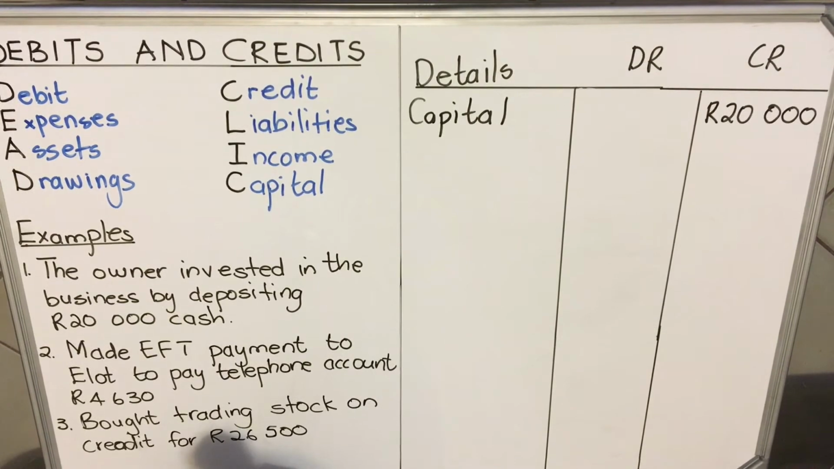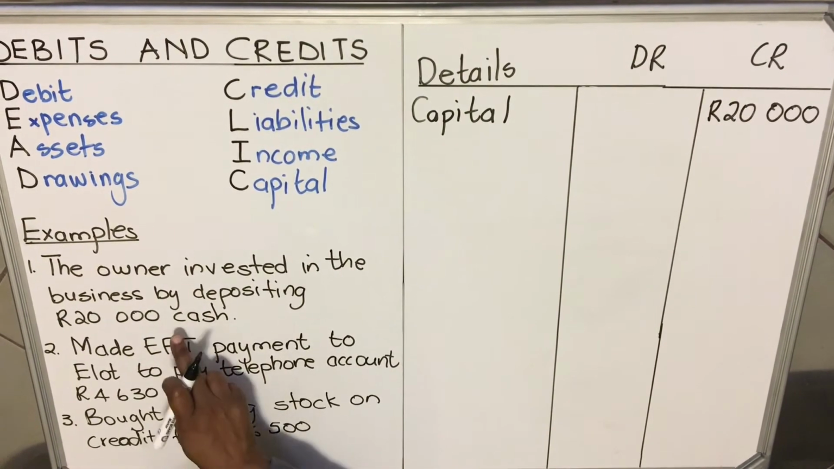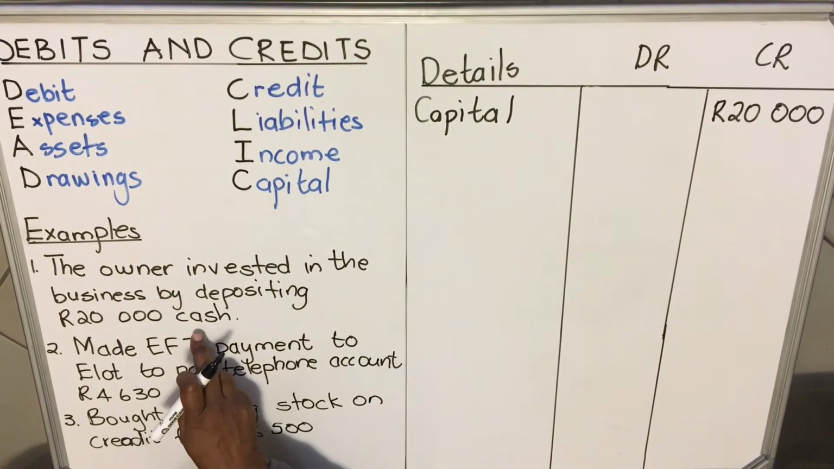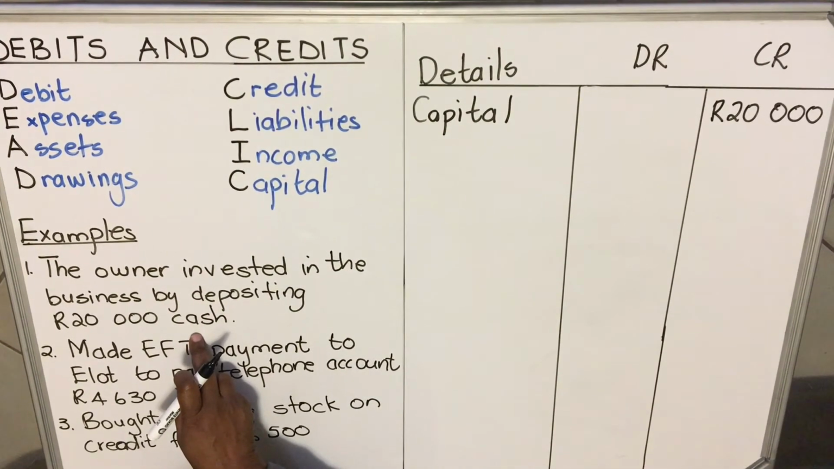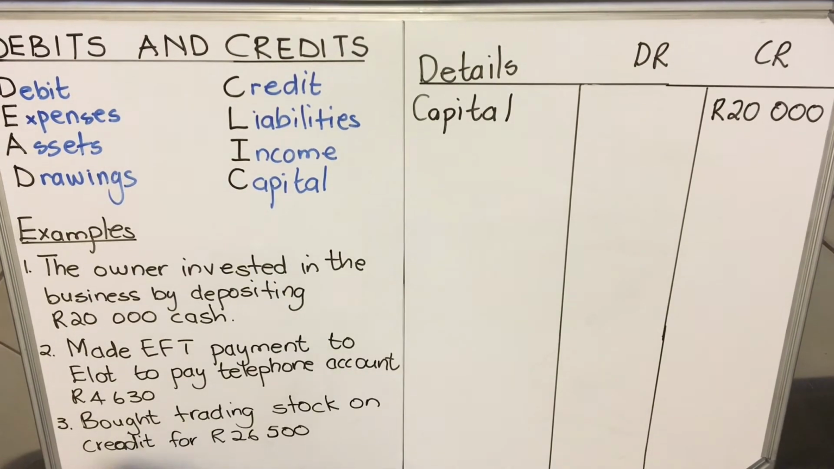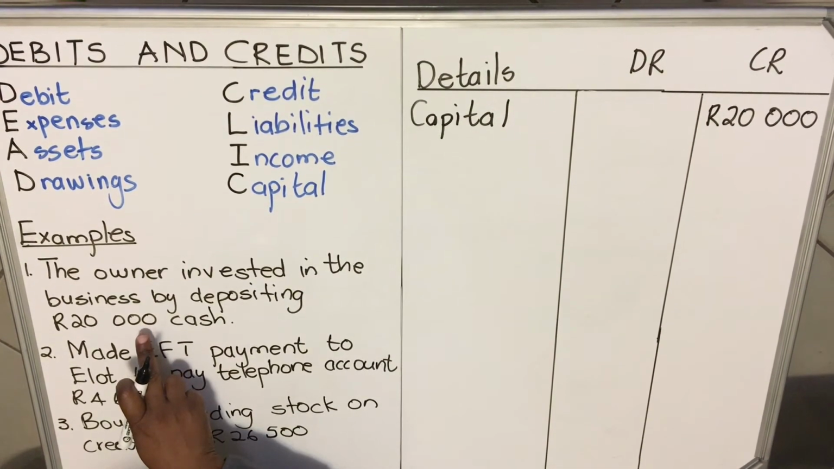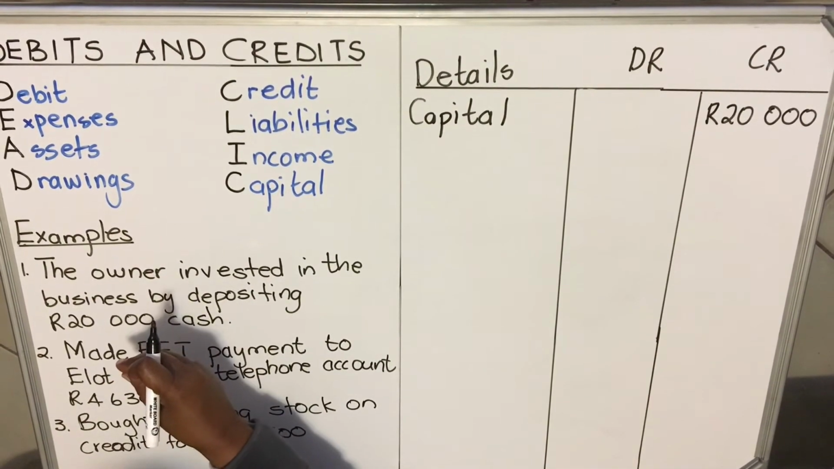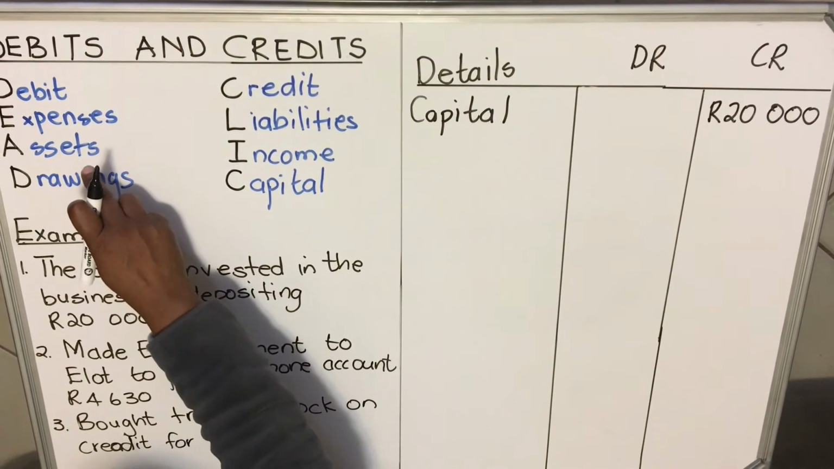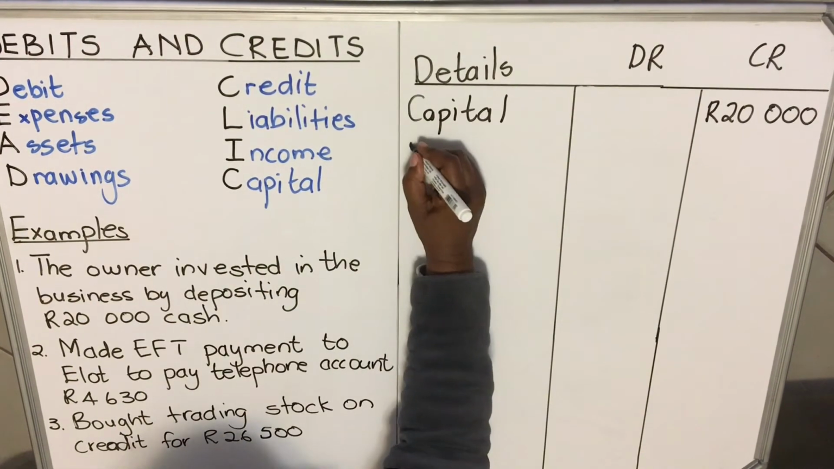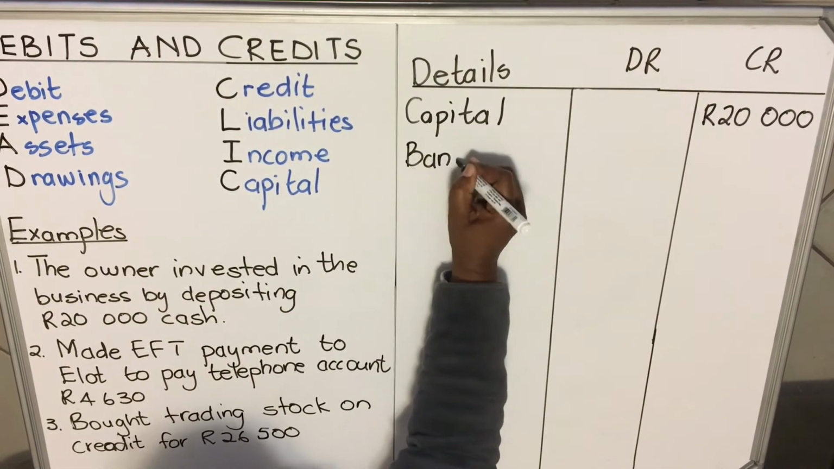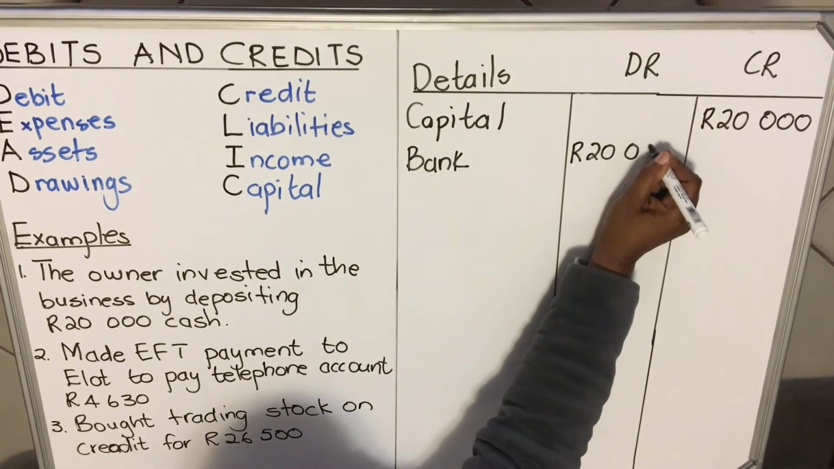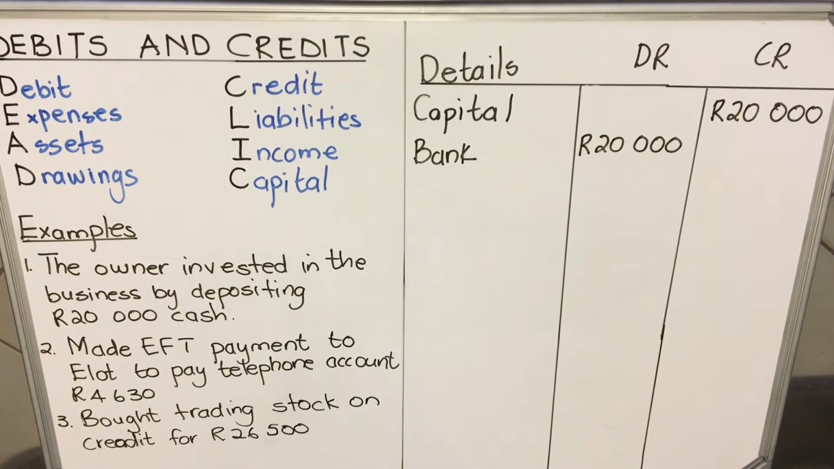The other account that is involved is, they say he deposited cash, so it is the bank. The bank is an asset, so it is on the debit side. So the bank is going to increase as well. The money is deposited into the bank, so the asset will increase. When assets increase, they are debited. So you're going to have bank, debited with 20,000. Okay, let's look at the next example.